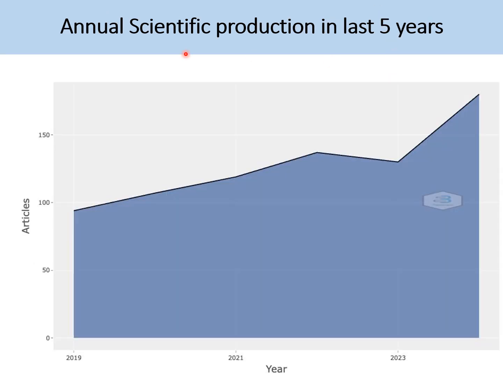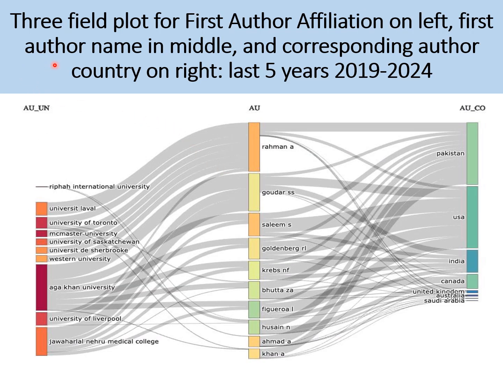Here you can see the annual scientific production in the last 5 years, and in the last 1 year you can see a hype in the scientific production. And here there are 3 field plots: first author affiliation on the left, the first author name in the middle, and the corresponding author country on the right. In this last 5-year data, we can see Rahman A, and we can have another familiar name, Zulfiqar Ali Bhutta, over here. These are the top 10 authors, and these are the primary affiliations.